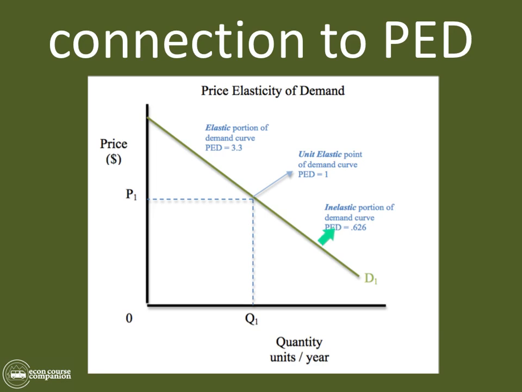If a firm finds that their price elasticity of demand is less than 1, or in this case 0.626, then they know that they're selling their product at an inelastic portion of the demand curve, and the solution to increase revenues is to actually raise the price, right? If they lower the price too much, raise the price, and they will maximize revenue where PED equals 1. Okay? So that makes sense.